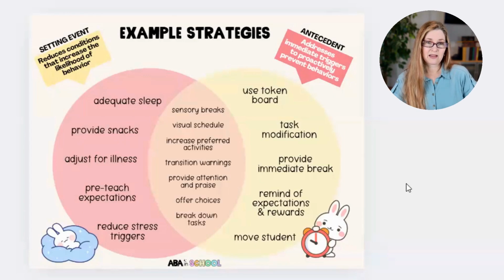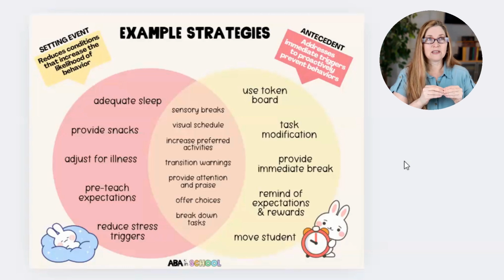And the last couple are providing attention and praise, offering choices, which could be either, and breaking down tasks. There could be a million other things. As I was jotting these down, I had to stop somewhere. My point in putting this together is that a lot of our BIP templates always have setting event strategies and antecedent strategies, and I think a lot of teachers get confused about what's what. The biggest thing to be aware of is: are you planning it out in order to prevent any situation from happening, or are you seeing a trigger coming and making a modification in the moment?